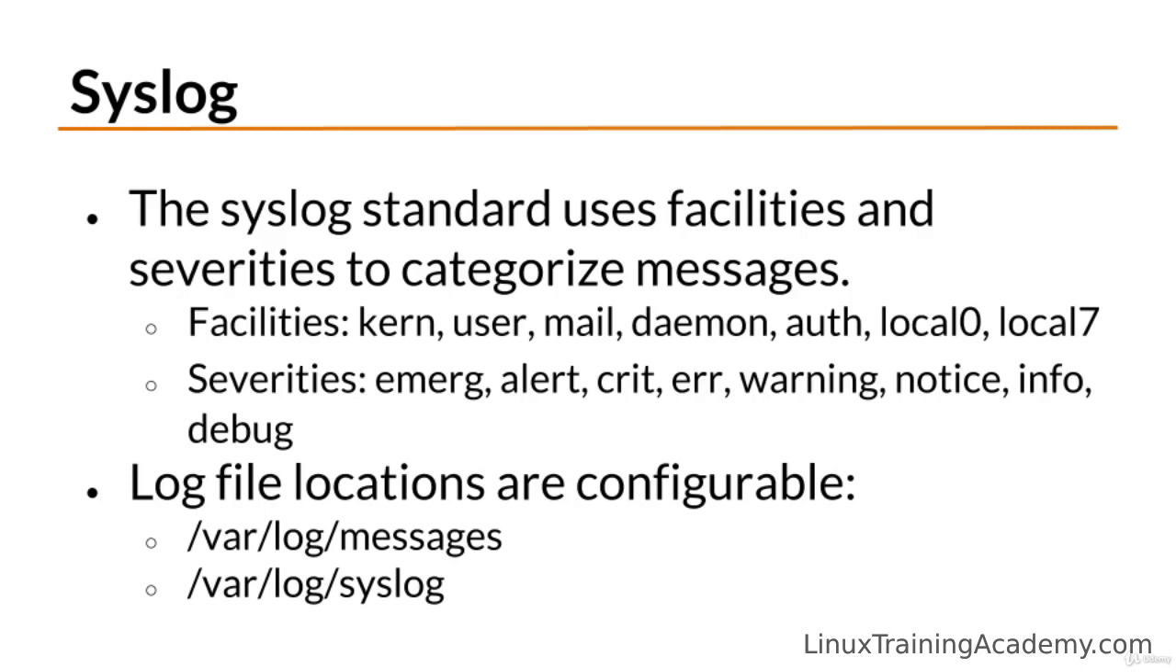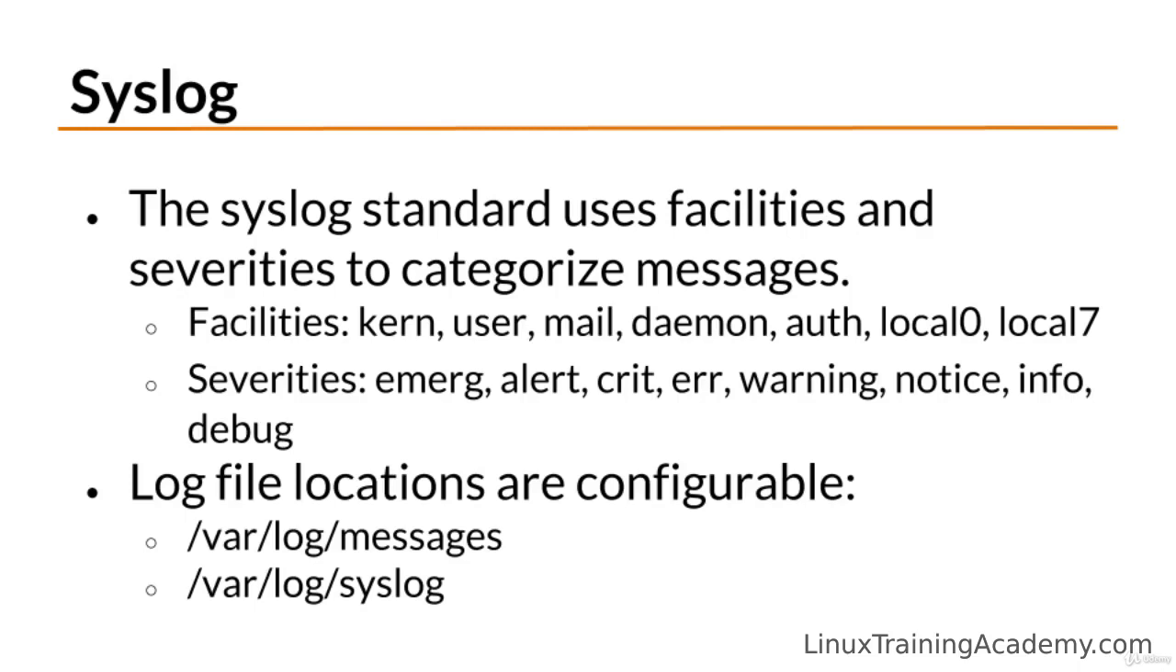Facilities are used to indicate what type of program or what part of the system the message originated from. For example, messages that are labeled with a kern facility originate from the Linux kernel. Messages that are labeled with a mail facility come from applications involved in handling mail. There are several facilities. If your script is involved in handling mail, you could use the mail facility for logging.